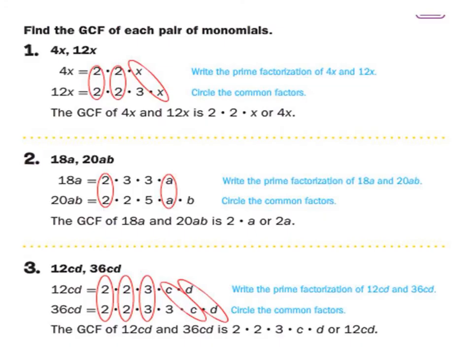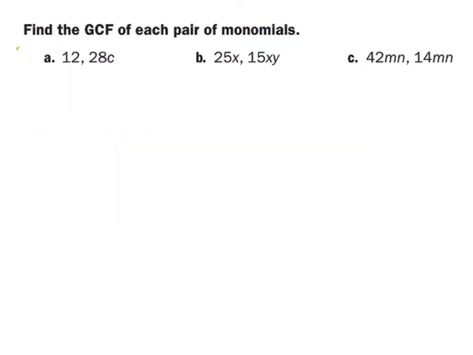Okay, in these 3 examples, again, all we're looking for is the GCF. What does GCF stand for? Greatest common factor. And C is for cookie. That's good enough for me. All right, do A. Find your greatest common factors. Okay, Carly's going to do A.